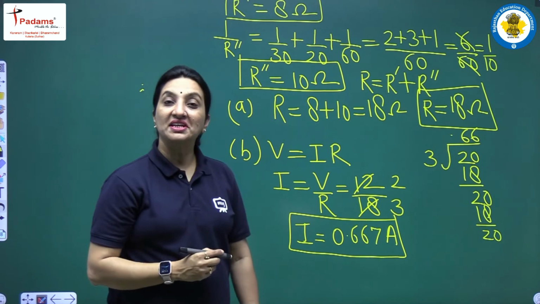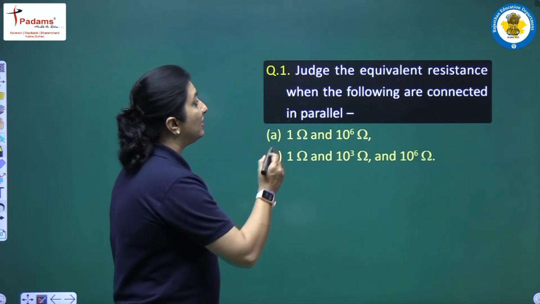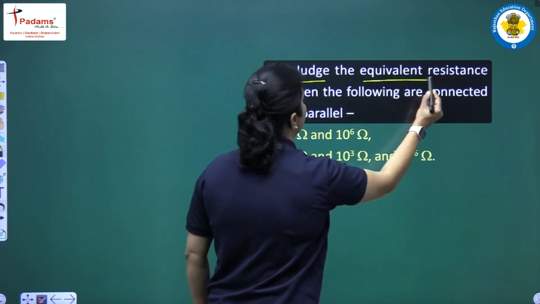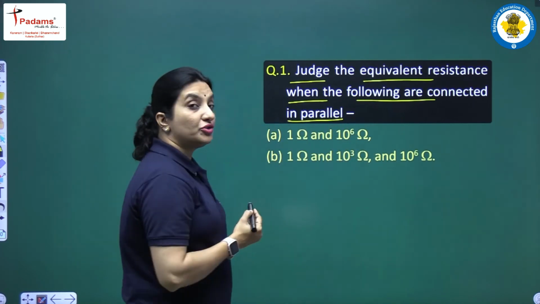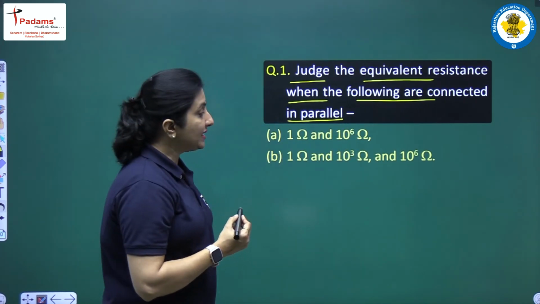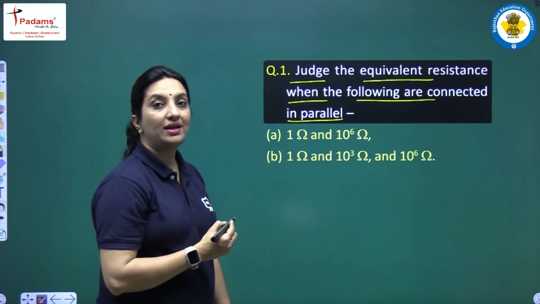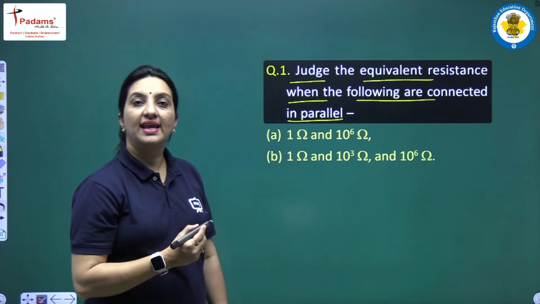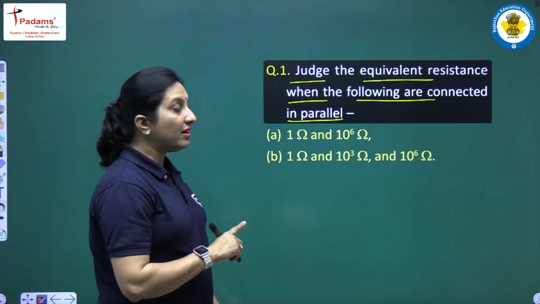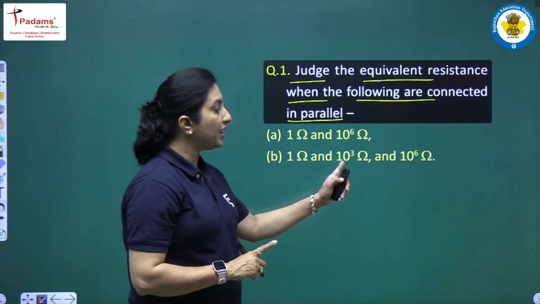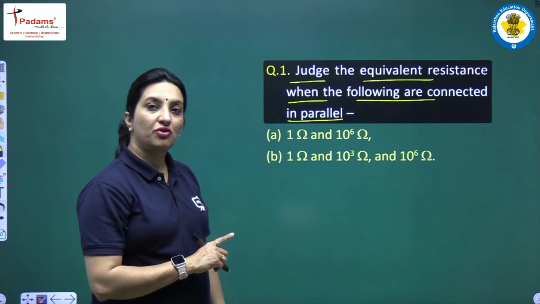Now let's see the next problem. Find the equivalent resistance when the following are connected in parallel. Now students, here we have two resistances. In the A part, we have two resistances of 1 ohm and 10 to the power 6 ohms. They are connected in parallel. So let's solve this. And in the B part, we have three resistances, 1 ohm, 10 to the power 3 ohms and 10 to the power 6 ohms. Then we will solve this part.